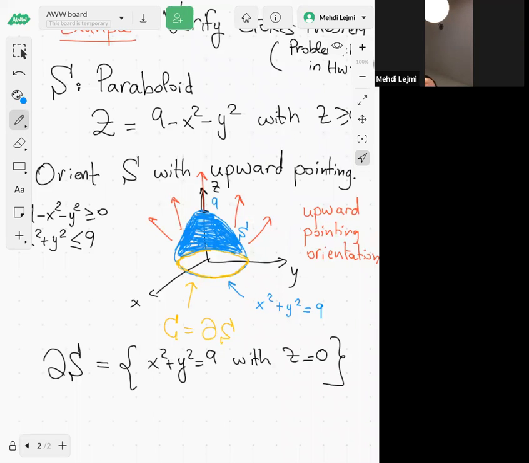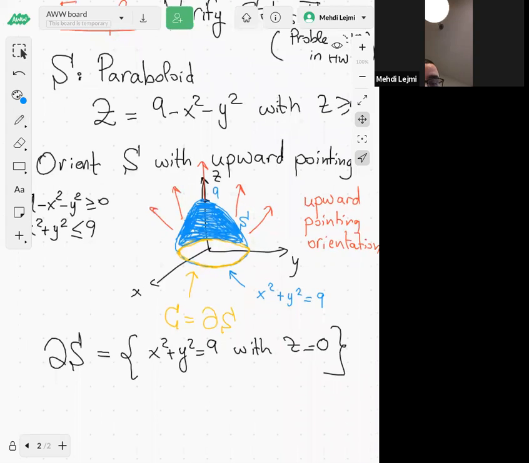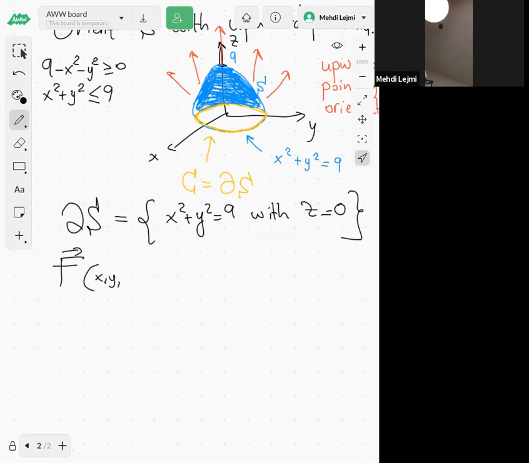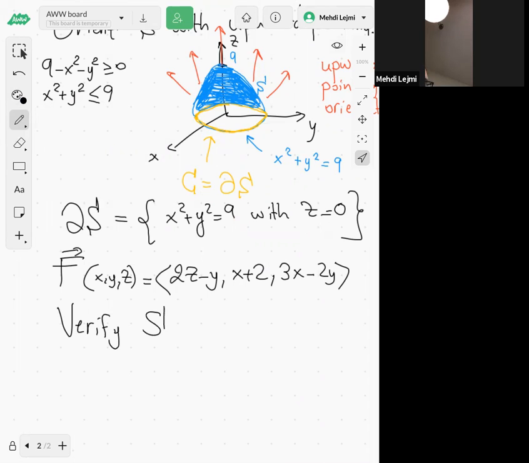Yes, so my vector field F of x, y, z is equal to (2z minus y, x plus z, 3x minus 2y). Okay, and we're going to verify Stokes' theorem.